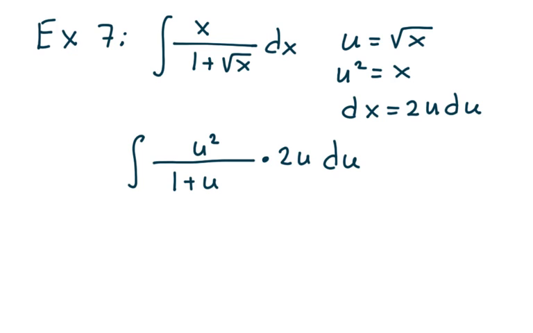And I'm going to pull the 2 out in front, and I have the integral of u to the third divided by u plus 1 du. Just like this. Now, what I could do here is I'm going to do long division.